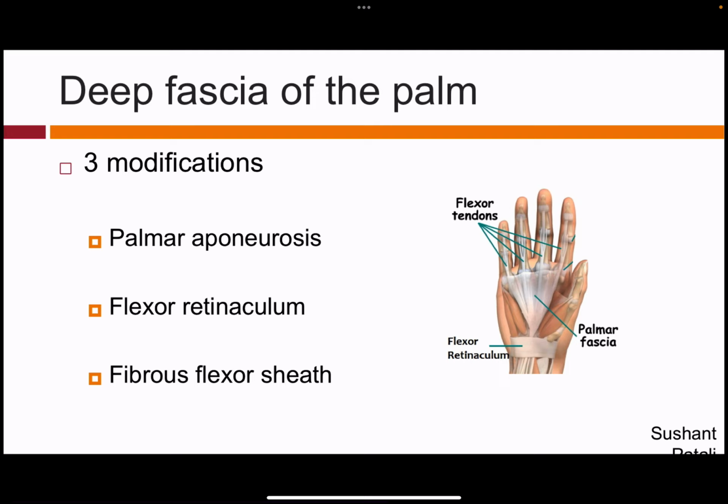In this video, I'm going to talk about the flexor retinaculum of the hand. I will also talk about the carpal tunnel syndrome, that is due to the compression of the median nerve deep to the flexor retinaculum. Now, what is flexor retinaculum?